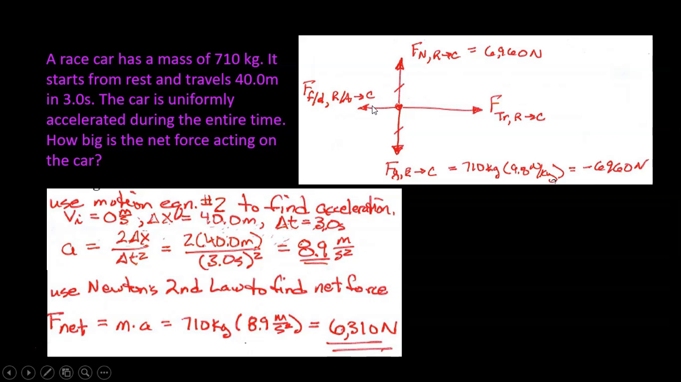In order to find out specifically how large the traction force was, I need to know how strong this drag friction force is. Since they didn't give me that, all I can do is say that the net force in the horizontal dimension is 6,310 newtons. Well, that wraps up what we needed to learn.